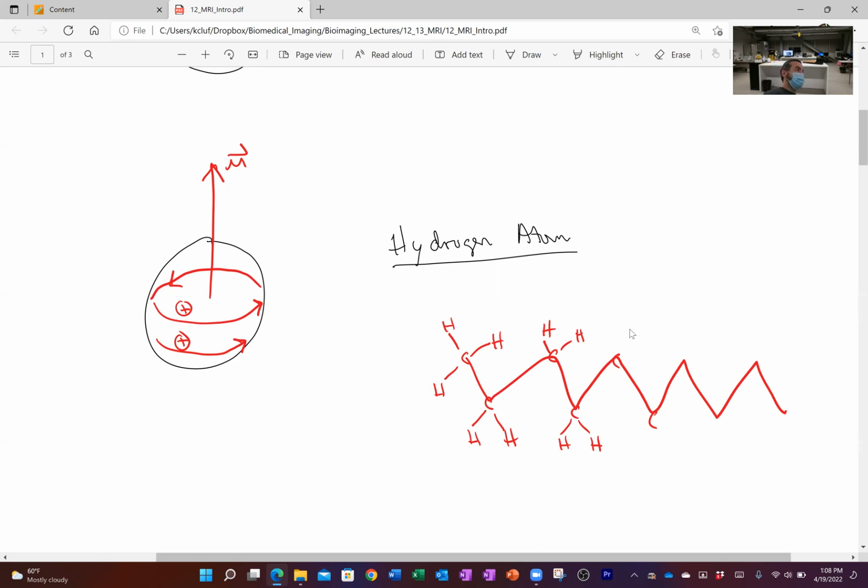And the body has a lot of hydrogen in it. Here's just an example of a long chain of carbon with hydrogen. Fatty acids and different types of molecules have a lot of hydrogen in them. And it's important to note that they all have a charge, they're all spinning, and they're all producing a small magnetic moment.